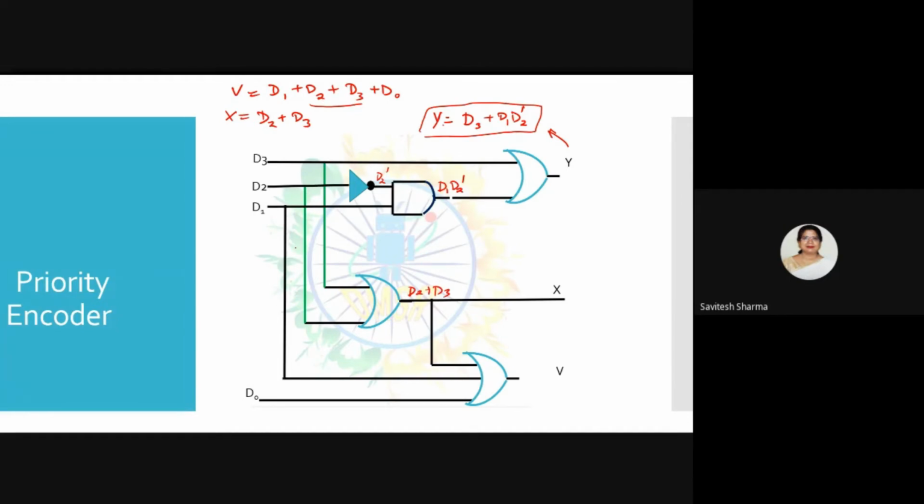Whatever be the X sum D2 plus D3, it is part of V. So no need to draw the circuit D2 plus D3 separately for V. Only drag the output of this D2 plus D3 and add it in the OR gate. You get my point? The important thing is, as a good engineer, we need to take a small hardware. So my trick will be to take the expression in such a manner that if any common part is there, I can take that partial output directly to the next function generation.